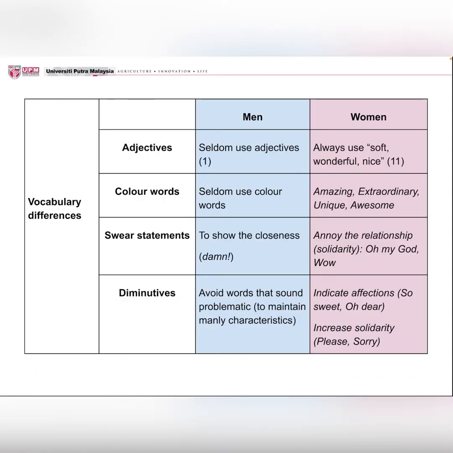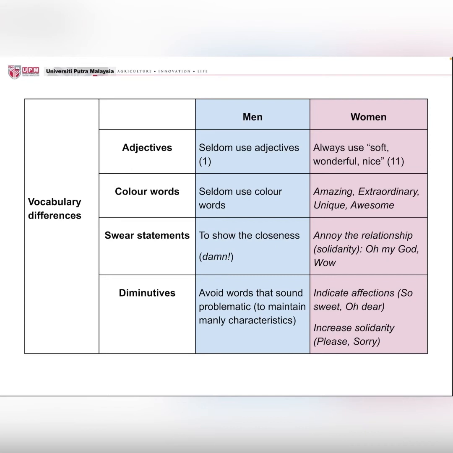The second aspect of linguistic features between male and female we can see in terms of vocabulary differences. For example, first, adjectives. We can see men tend to seldom use adjectives. But women always use adjectives in most of the conversation. Soft, wonderful, nice, and overall they use 11 as highlighted in the study.